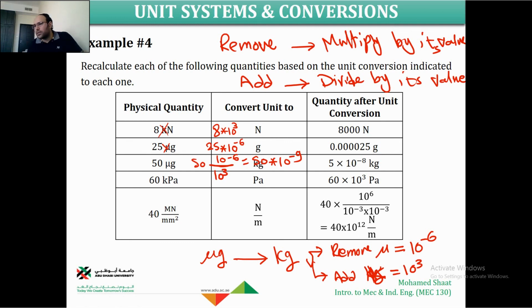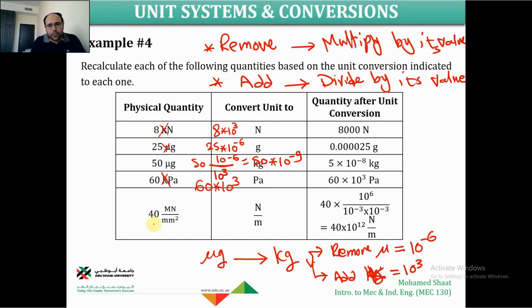We removed and added, so consider this rule. Very simple: how to remove and how to add a prefix. Deal with it like a prefix. Like 60 kilopascal, and we need to convert it to Pascal. The Pascal is the unit itself, and the k stands for kilo, which is the prefix. Now it is very easy. We just need to get rid of the kilo. To remove the k, we multiply the 60 times the value of the kilo, which is 10 to the power 3. This gives us 60,000 Pascal.